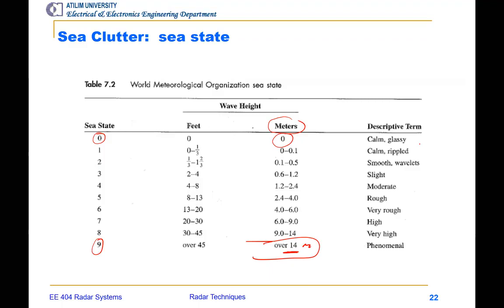Sea state 0 refers to the sea where it is just like glass. How to call it in Turkish, çarşaf gibi. Okay, the sea is çarşaf gibi, we call it. Okay, calm and glassy. And over 14 meters, we talk about just like the tsunami. In most oceans, we are talking about this region. Okay, these are very typical.